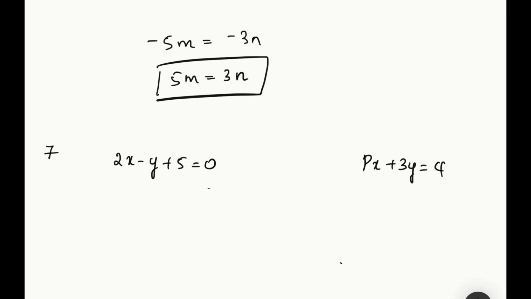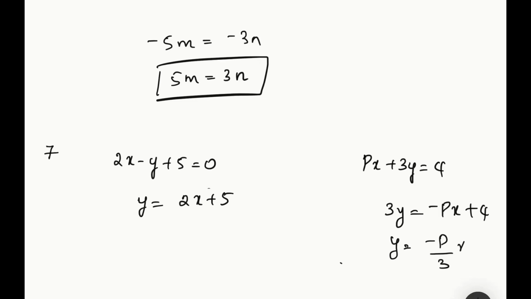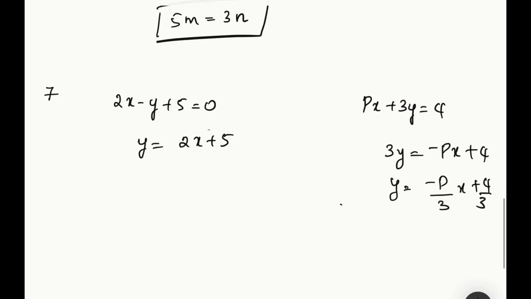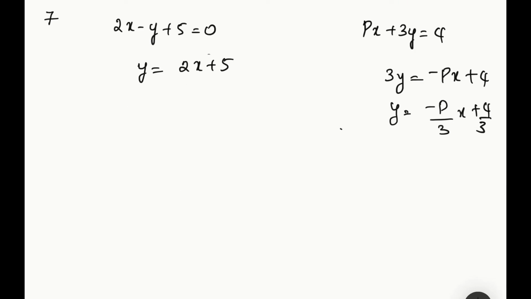So from this let me take the slope. y equal to 2x plus 5 we get, and here 3y is equal to minus px plus 4. y is equal to minus p by 3 x plus 4 by 3. So they are perpendicular to each other. So what will be the slope here? Slope is equal to 2 and here slope is equal to minus p by 3. Okay. Since the lines are perpendicular to each other, product of the slope should be equal to minus 1.